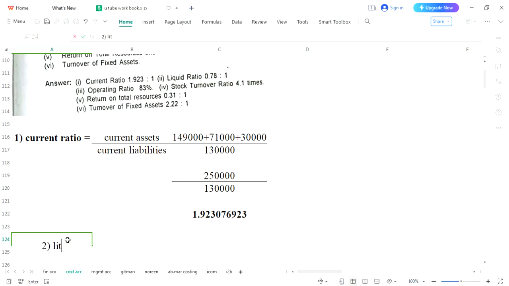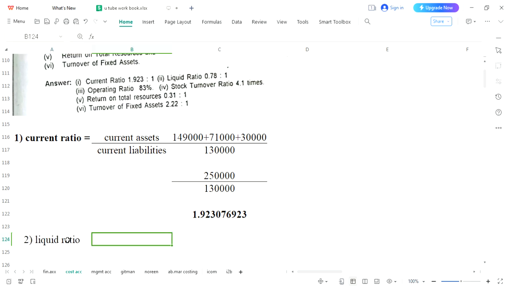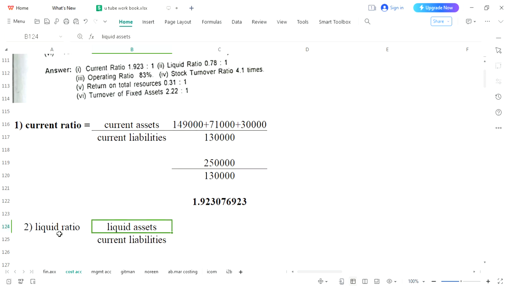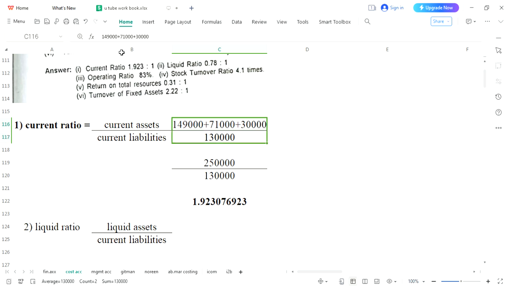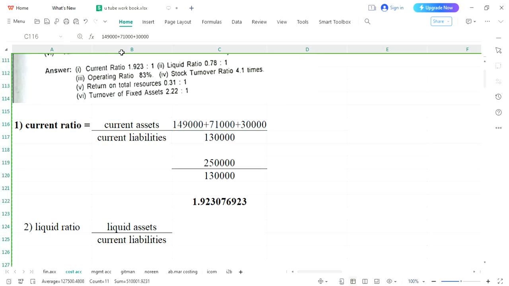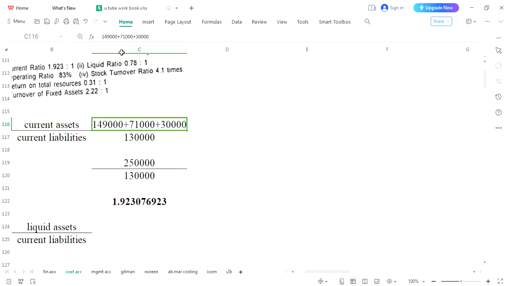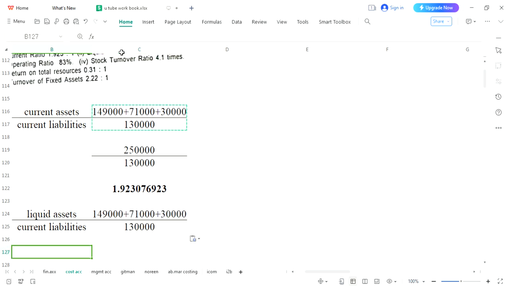Next we are required to calculate the liquid ratio. This formula you are well familiar with. You need liquid assets and you will divide by current liabilities. Let's put a divisor, and since we have already worked out current liabilities, we will be taking these values for the time being, and these values would be used to calculate liquid assets as well.